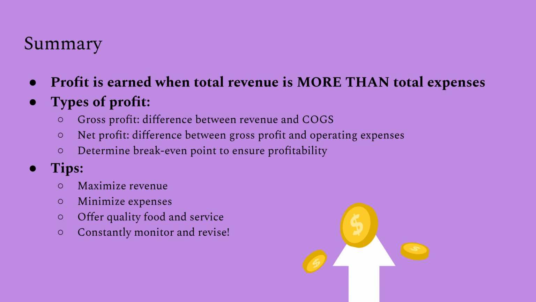So, concluding our summary, profit is earned when the total revenue is more than total expenses. The types of profit we looked at are gross profit, that is the difference between the revenue and cost of goods sold. And then our net profit is the difference between the gross profit and operating expenses. So that is truly the profit that was made. And you'll want to determine break-even points to ensure profitability. The general tips in doing so are maximize your revenue, minimize your expenses, offer quality food and service, and consistently monitor and revise your menu and your operation. So keep it running tight.